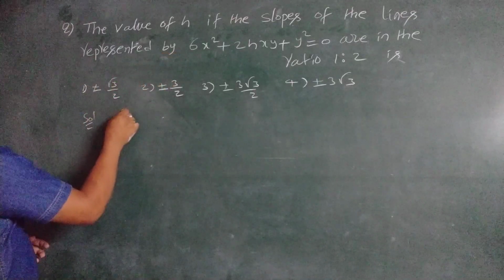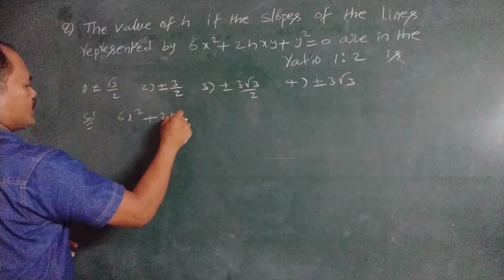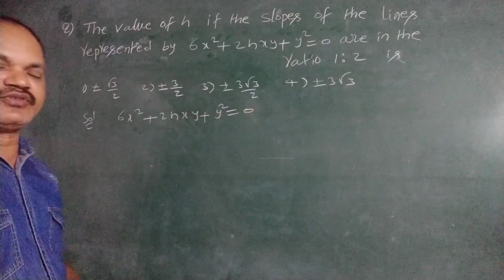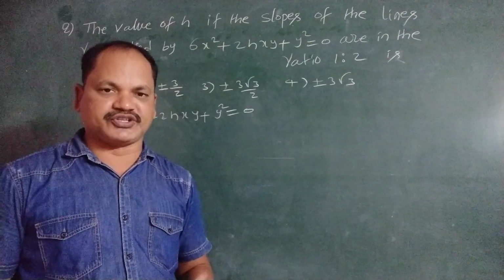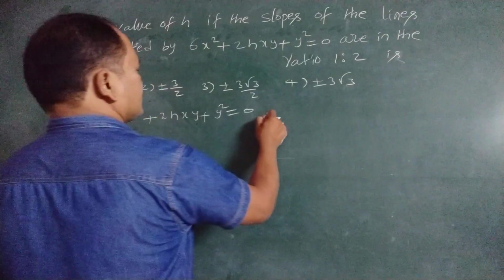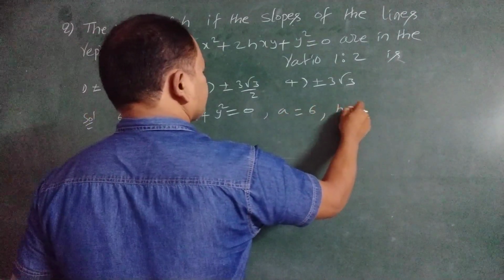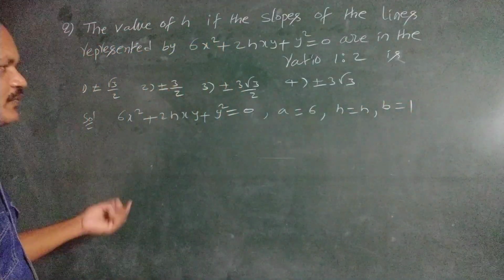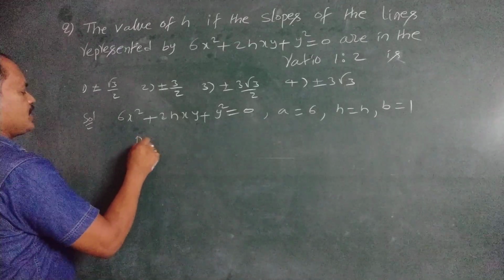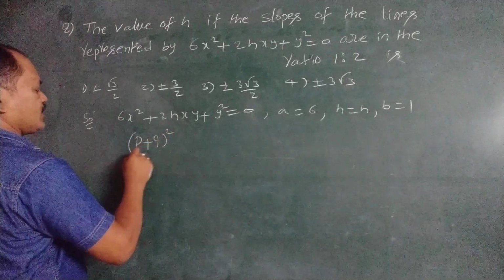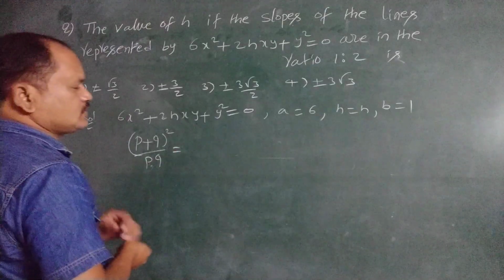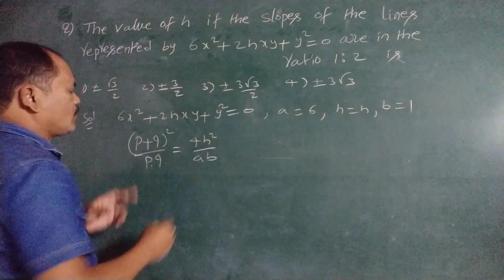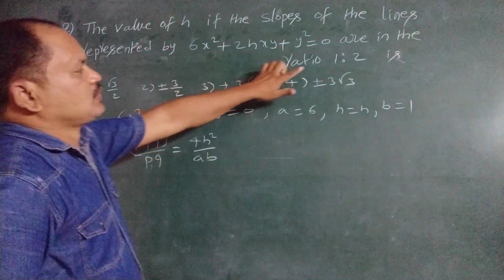Take the given pair of lines equation, 6x square plus 2hxy plus y square is equal to 0. Comparing with ax square plus 2hxy plus by square is equal to 0, where a is equal to 6, h is h, and b is equal to 1. Now, what is the formula? The formula is (p plus q) whole square by pq is equal to 4h square by ab. What about pq? That means pq is given there.